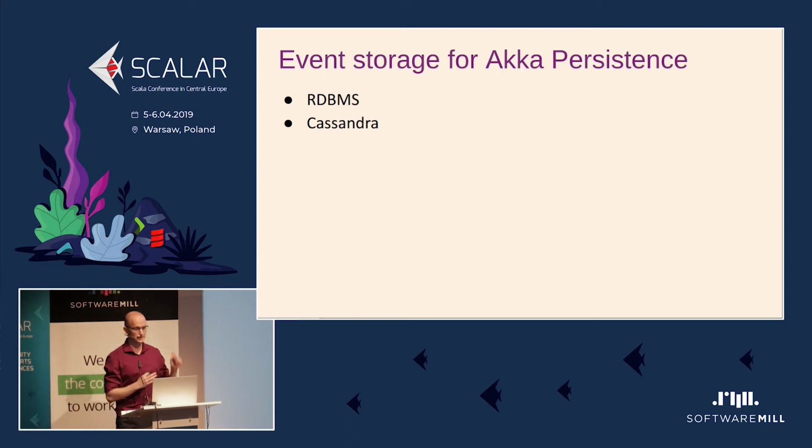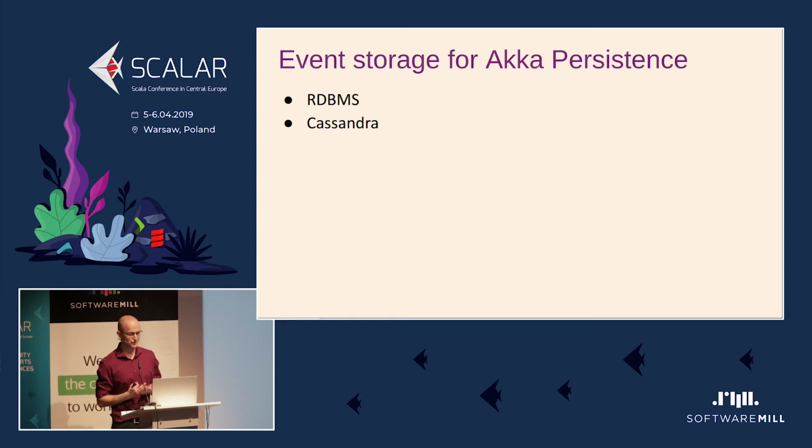We know what we want to implement, how, or at least the direction, or at least the options. And the next big question is where to store events. In case of akka-persistence, you have basically two options: relational database or Cassandra. And relational database seems like a safer choice. Everyone knows how to use it, how to set it up, how to maintain it, even on production. So it's a safer choice. Not really.